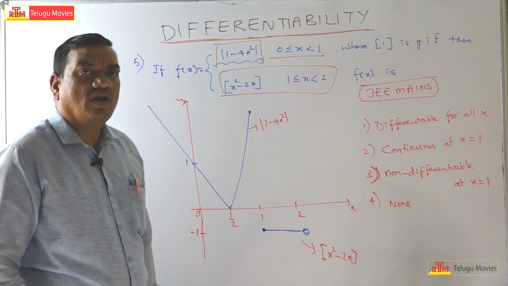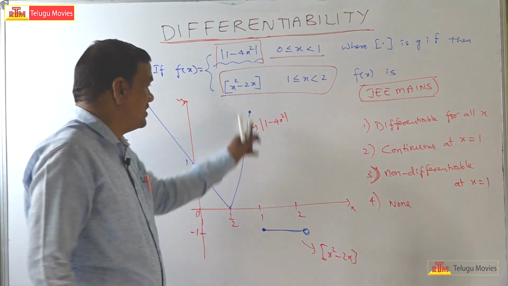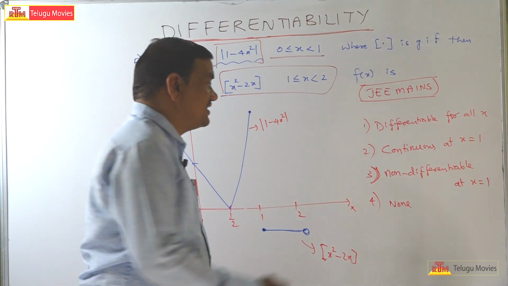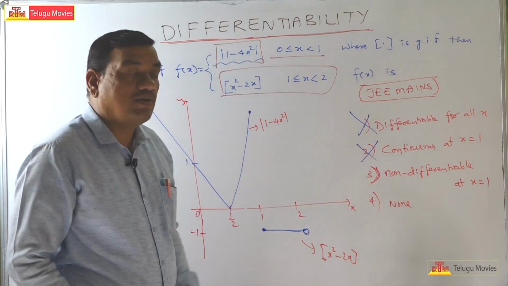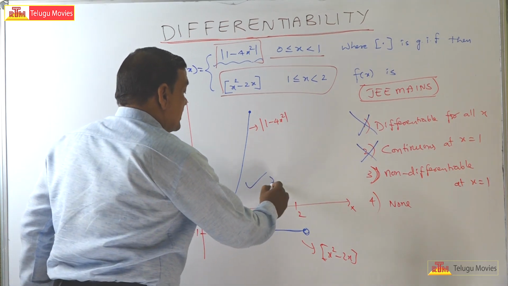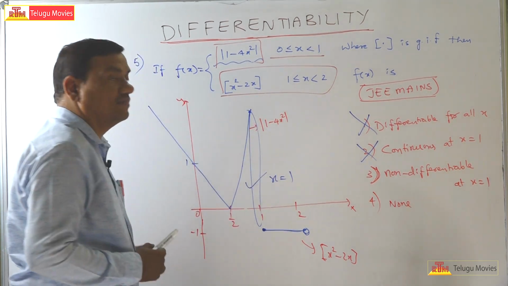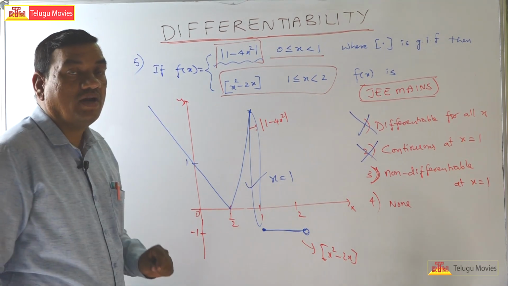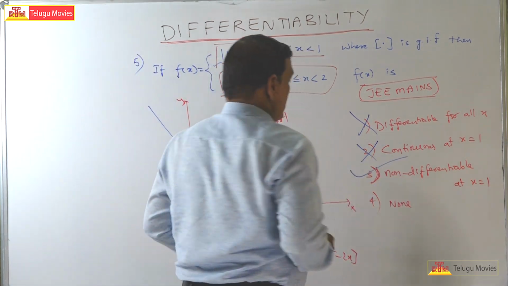Coming to your options: differentiable for all x, not at all, because there is a break here. Continuous at all x, no, it is not. Non-differentiable at x equal to 1? Yes, at x equal to 1 the graph has a break, so this is called non-differentiable at x equal to 1. Therefore, option C is the correct answer.